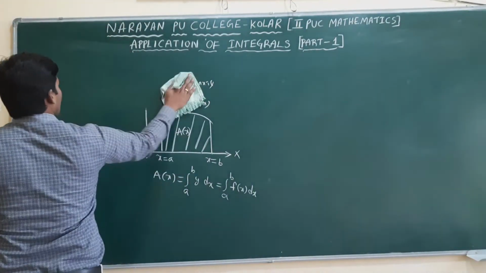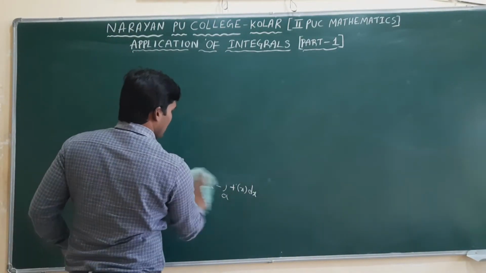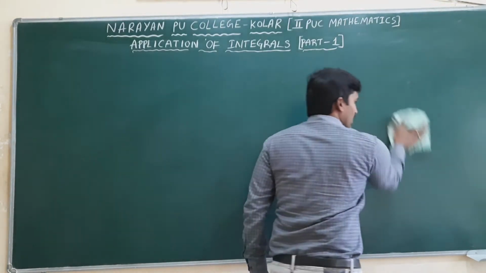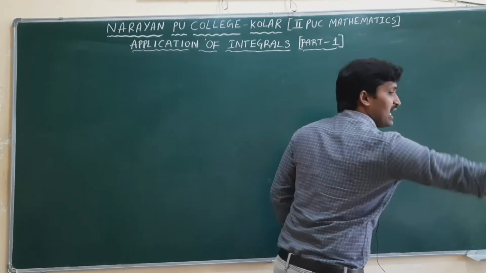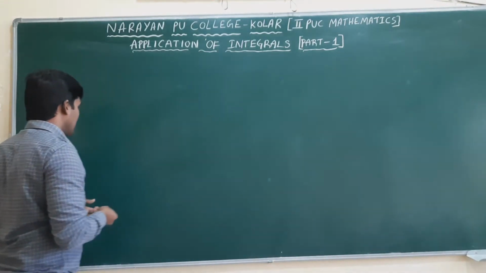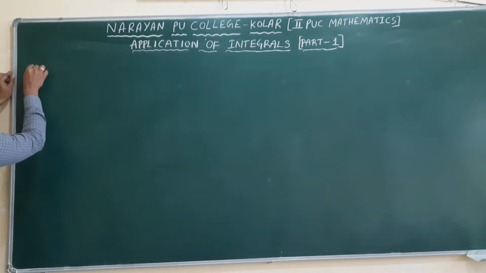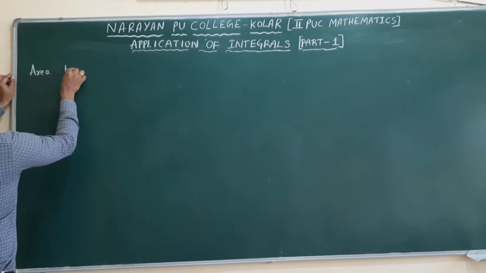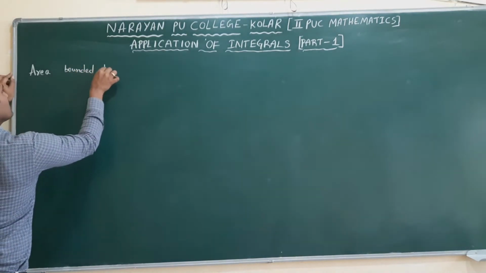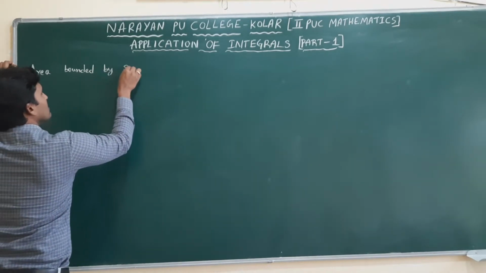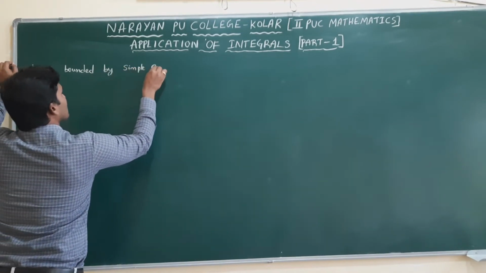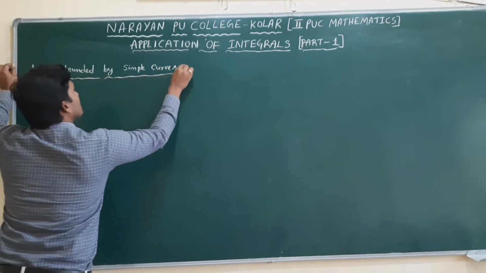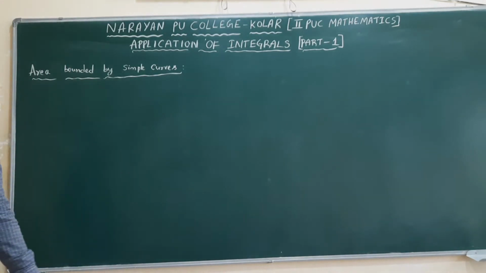Now in this, we learn how to find the area with respect to the x axis, above the x axis or below the x axis, or on the right side of the y axis and the left side of the y axis. How to find the area? That is the concept we are taking: area bounded by simple curves.